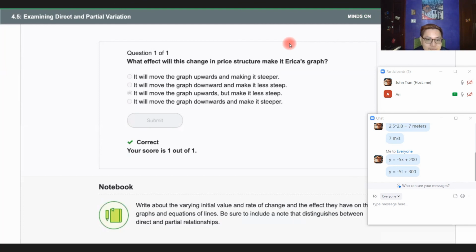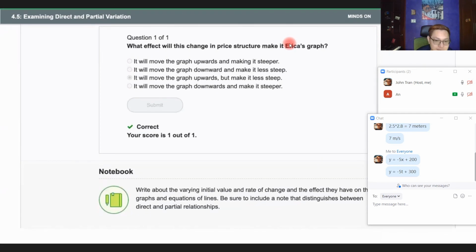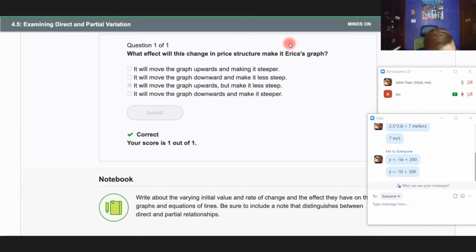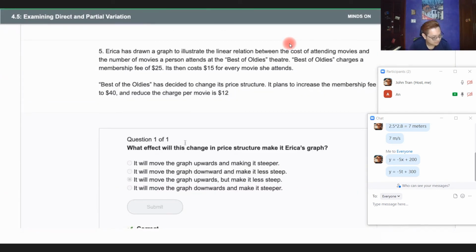Okay, so now write about varying initial values and rate of change and the effect they have on the graph and equation of lines. We should include a note that distinguishes between direct and partial relationships. Oh, notebook, huh? Yeah, I've been writing it down in my notebook. Okay. And that is it for the whole of examining direct and partial variation.